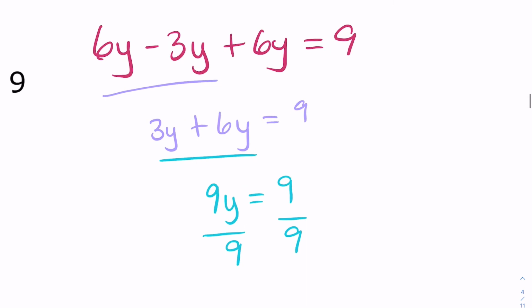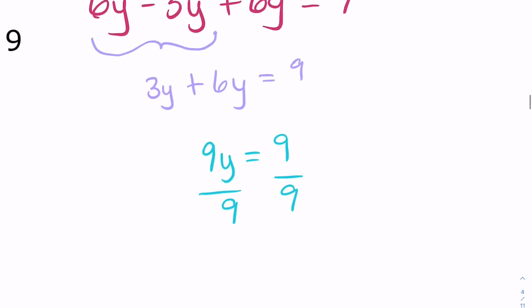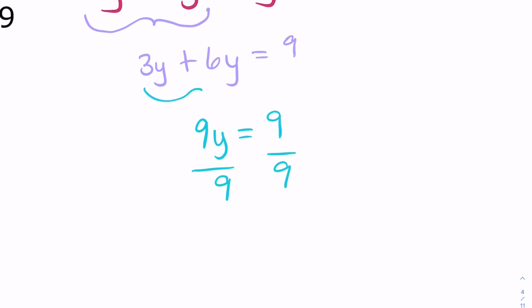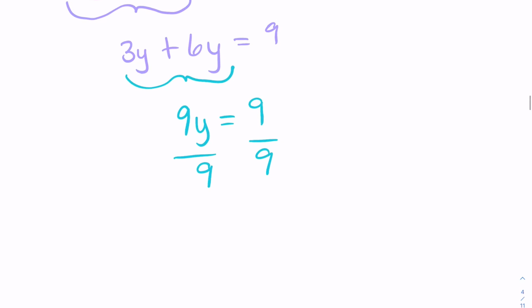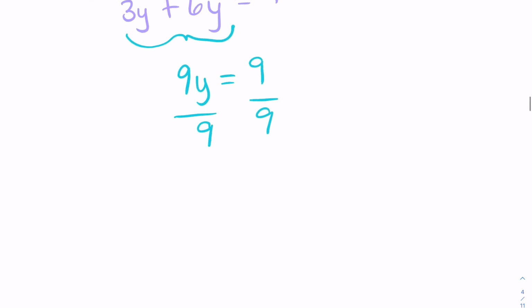So I'm going to get rid of this right here because I don't want you to think I divided them. So I'll use this to say I combined them. And then I'll use this symbol for this one to say I combined them. And now I'm doing division. So 9 divided by 9 is 1. So y equals 1.